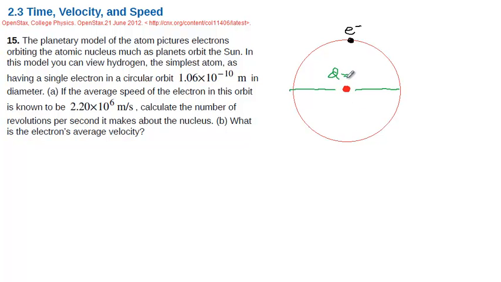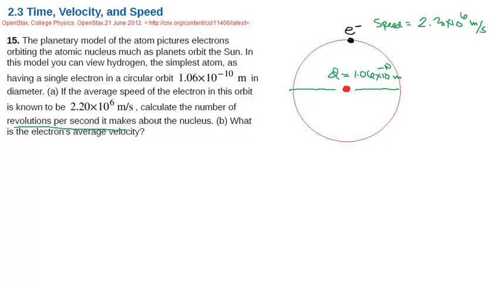We're given that the diameter of the orbit is 1.06 times 10 to the negative 10 meters, and the average speed of the electron in this orbit is 2.20 times 10 to the 6 meters per second. For part A, we are asked to calculate the number of revolutions per second it makes about the nucleus. So we're asked to find how many revolutions this electron will make in 1 second around the nucleus.